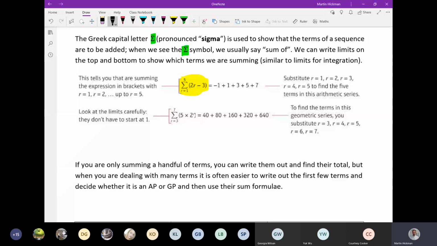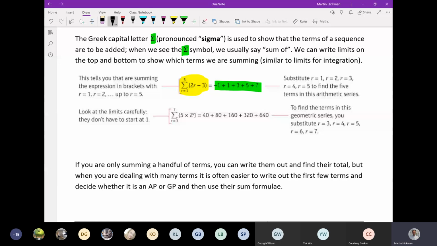So then in the brackets you've got some function of r. Here we've got 2r minus 3. So when r equals 1, that's the first term, which is minus 1. When r equals 2, that's the second term, which is going to be 1. When r equals 3, 2 times 3, take away 3 is going to be 3, and so on. So what I'm highlighting in green are your first 5 terms. And because of the sigma, it means we need to add them all together.